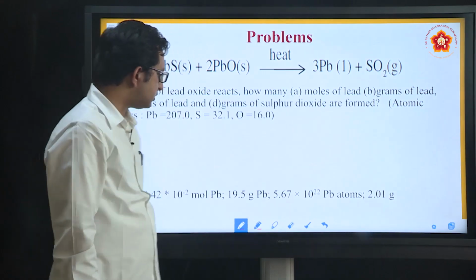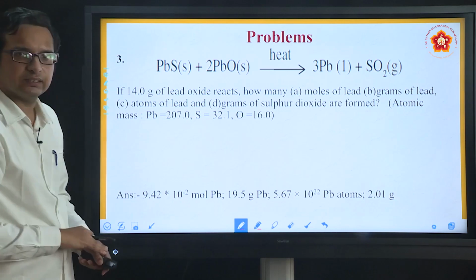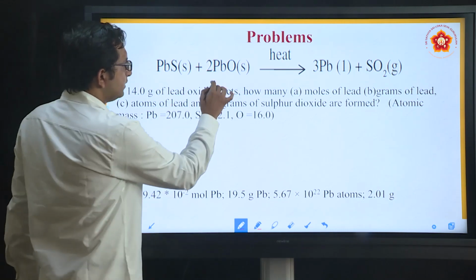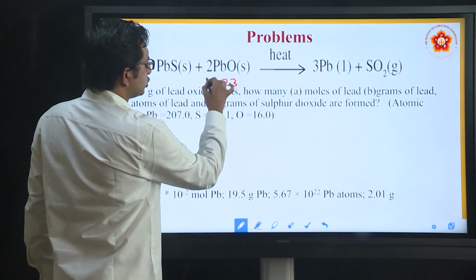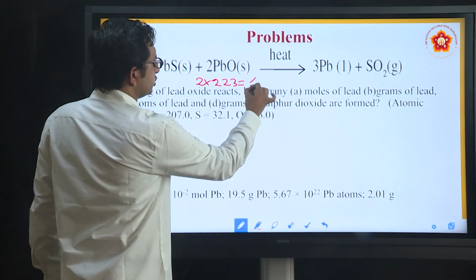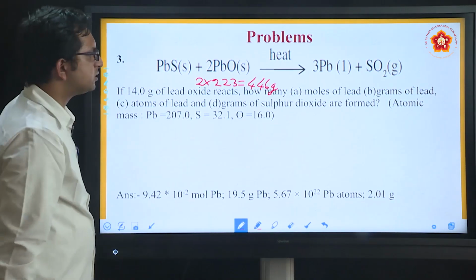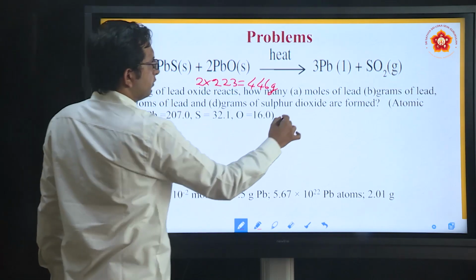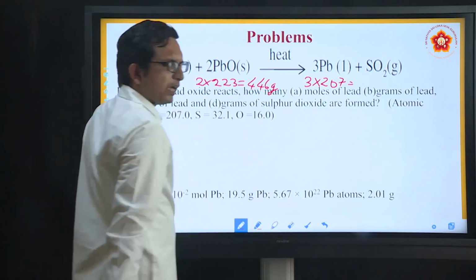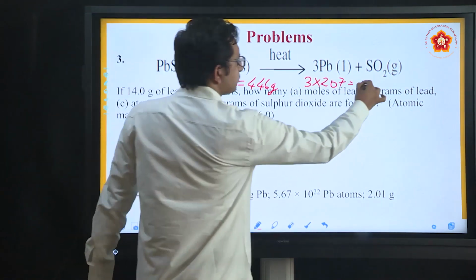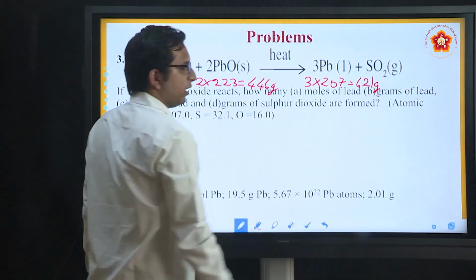Similarly, in terms of grams, how do we go about the gram part for lead in this case? We have already seen in the earlier calculation that the PbO value was 223, 2 into 223 was 446 gram. Similarly, what is the lead calculation that we have? For lead it is 207, but in total there are 3 into 207. So what is the calculation for this now? 207 into 3: 2 threes are 6, so 621. So this is the mass.